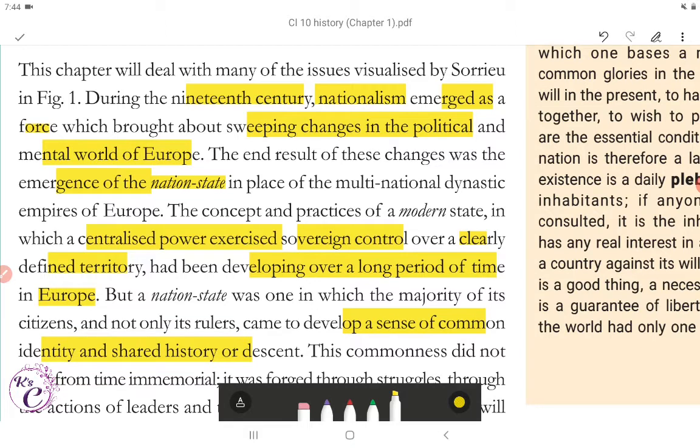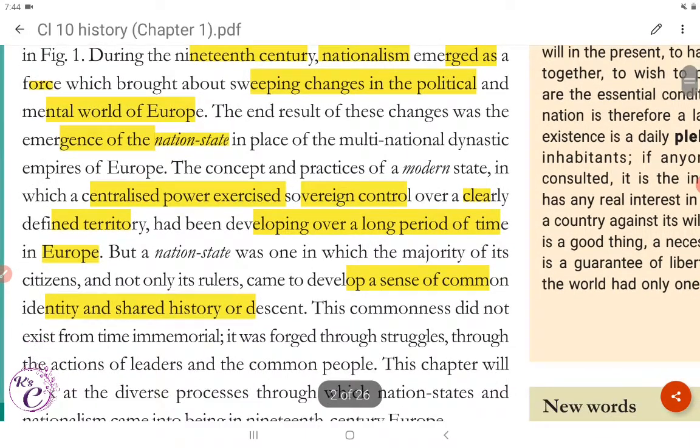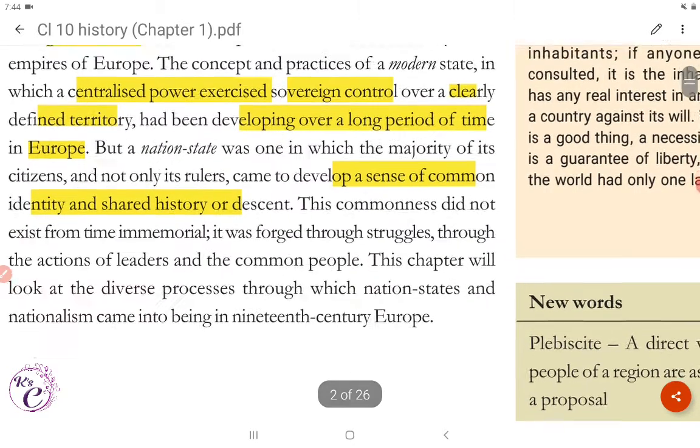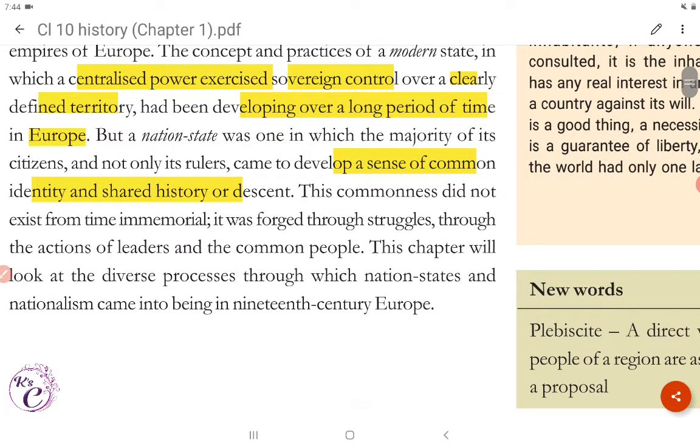So, a nation state was one in which the majority of its citizens, and not only its rulers, came to develop a sense of common identity and shared history or descent. This commonness did not exist from time immemorial. It was forged through struggles, through the actions of leaders and the common people.